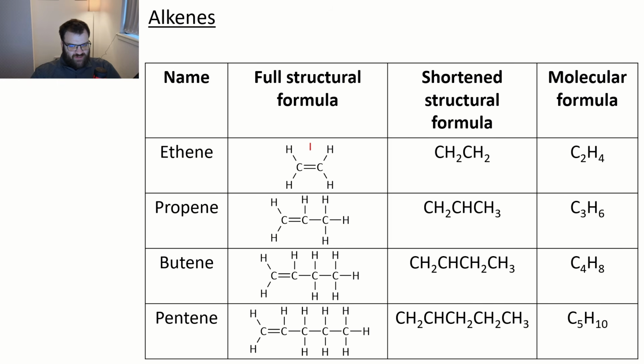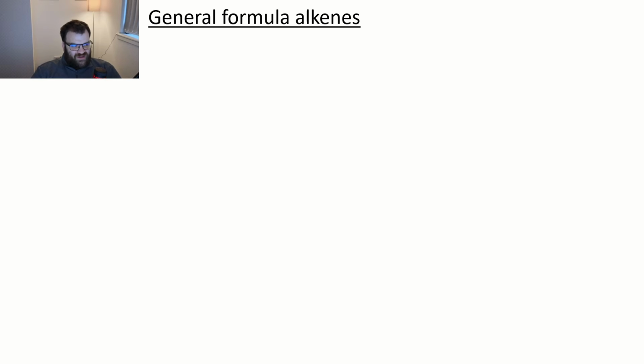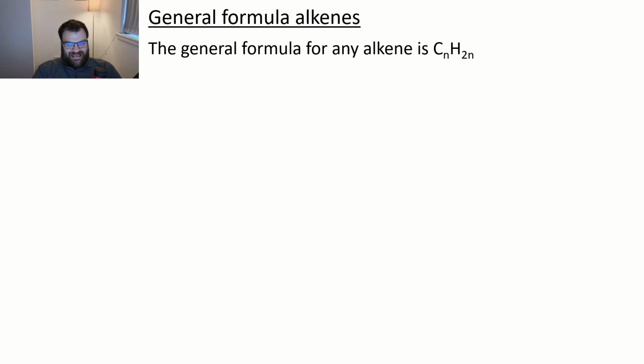When it comes to the shortened ones, we're again just splitting at every carbon and we're writing down how many H's are attached to each of them. And at the very end for molecular, we are grabbing all the carbons together and then all the hydrogens together as well. When you get asked about the general formula for this one, we can hopefully see that it's just double. So the number of hydrogens is double the number of carbons. As a general formula, that's CnH2n.